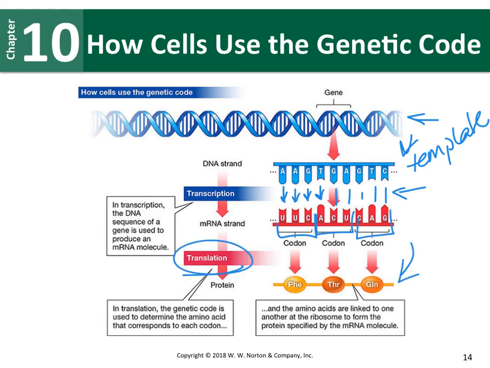This is translation. Ribosome does the work. DNA makes RNA, makes protein. DNA, RNA, protein. It's the central dogma. It's great. We're done with this little tutorial. I hope you've learned a lot.